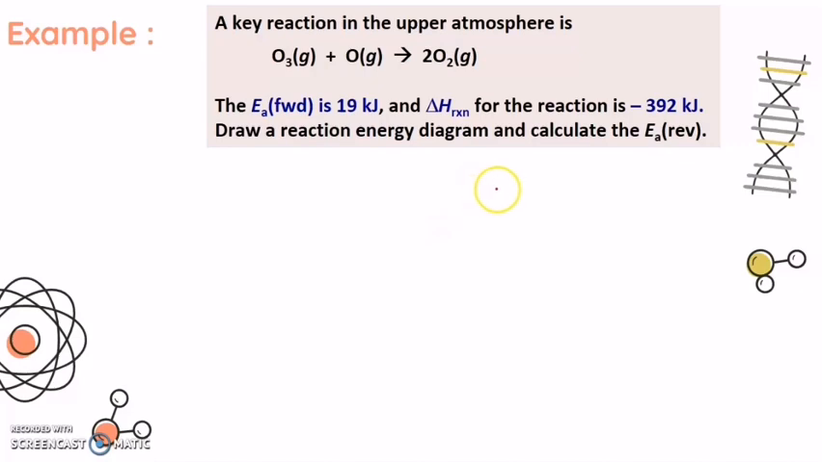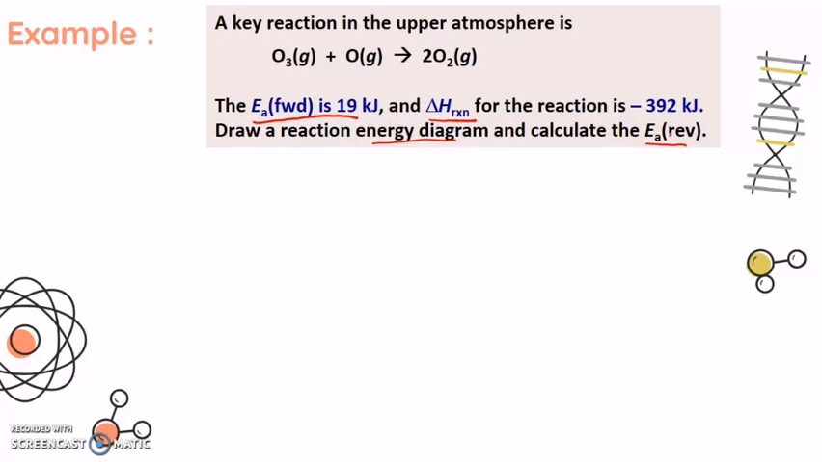Let's try this example to sketch the energy profile diagram. Given to you the reaction O3 plus O produces 2 O2. Given to you also the EA forward and the enthalpy of reaction, or delta H. Then the question asks you to draw a reaction energy diagram and calculate the EA reverse.